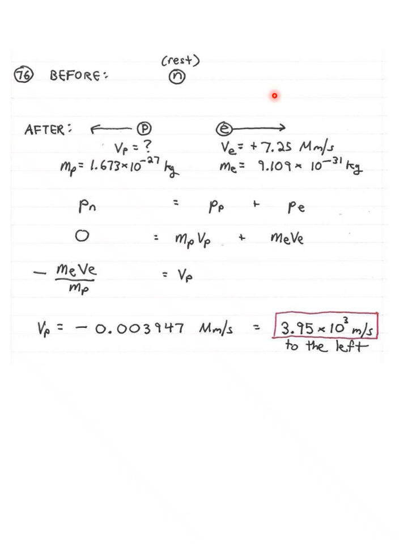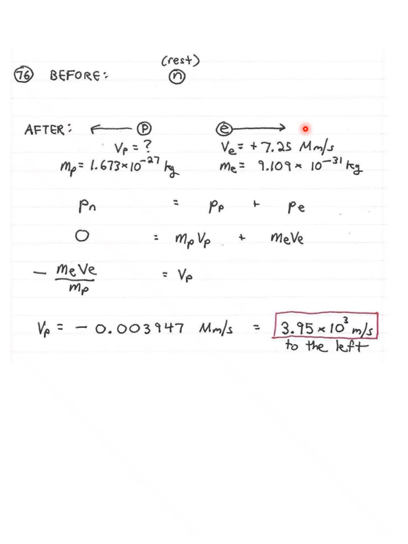So here we have, before the decay, a neutron just sitting at rest. It's got no momentum. Afterward, we have a proton going in one direction, the electron going in the other direction. So I have the velocity of the electron as plus. I'm making it plus because I'm making it go to the right, the positive direction.